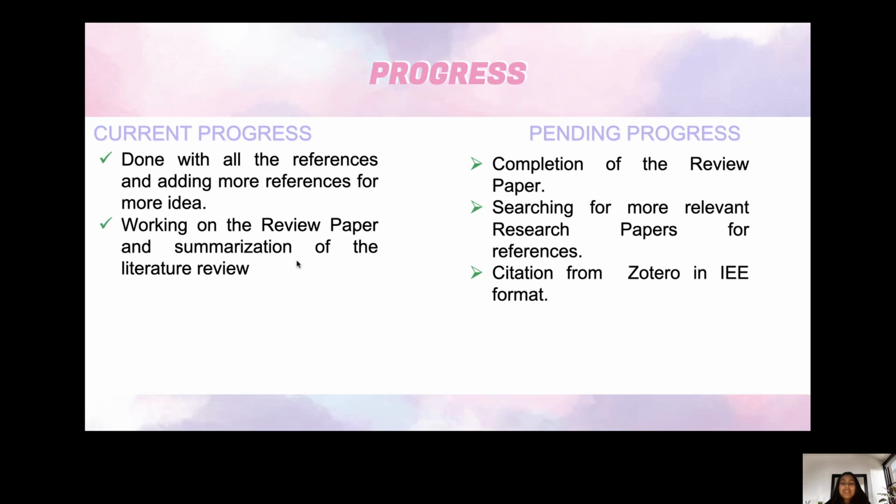Moving forward, this is my progress. The current progress is that I'm done with all the references and am adding more references for more ideas, working on the review paper and the summarization of the literature review. The pending progress is completion of the review paper, searching for more relevant research papers for references, and citation from Zotero in IEEE format.